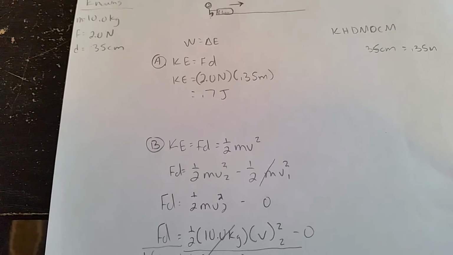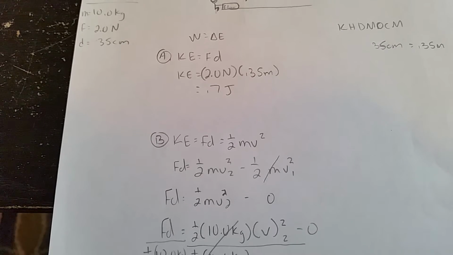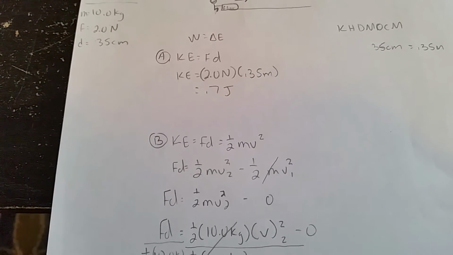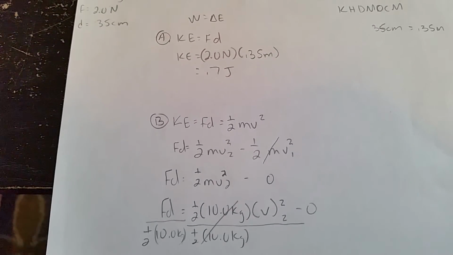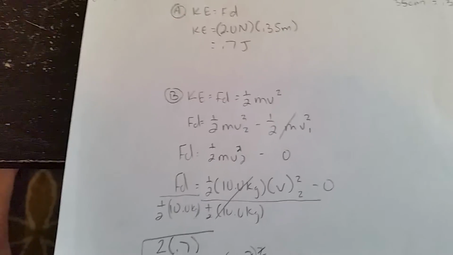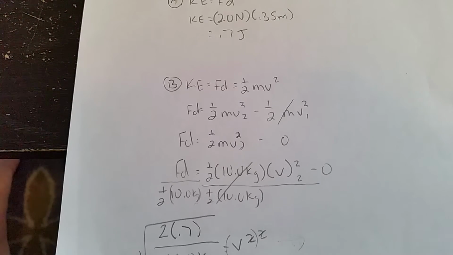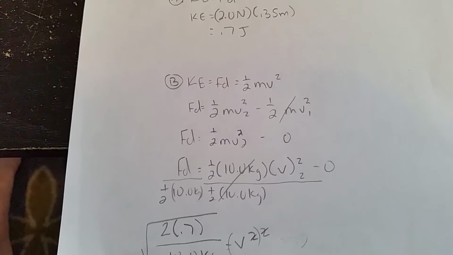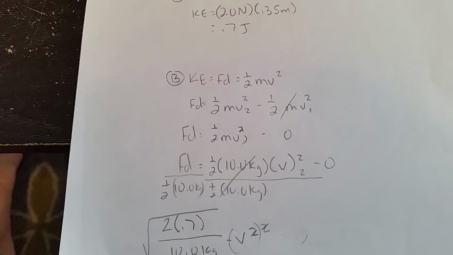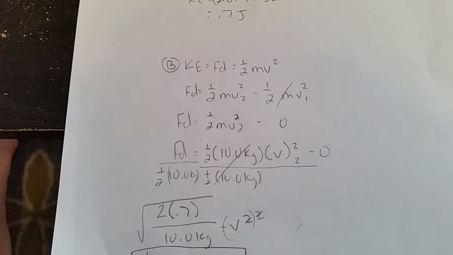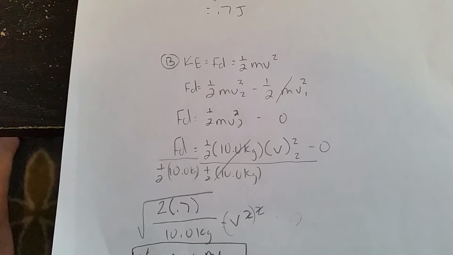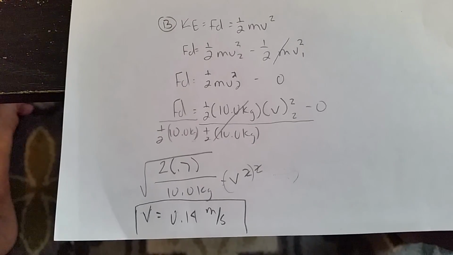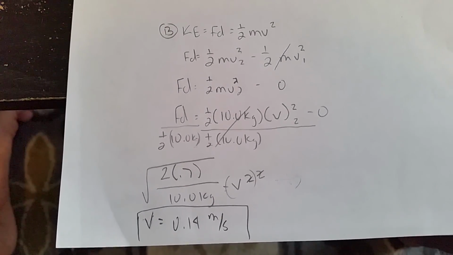So then I want my velocity. What I would do is divide both sides by 1/2 times 10 kilograms, and doing so would give me 2 times 0.7, which is the work that I found earlier in the problem. And so it'll give me the square root of 2 times 0.7 over 10.0 kilograms, which would give me a velocity of 0.14 meters per second.